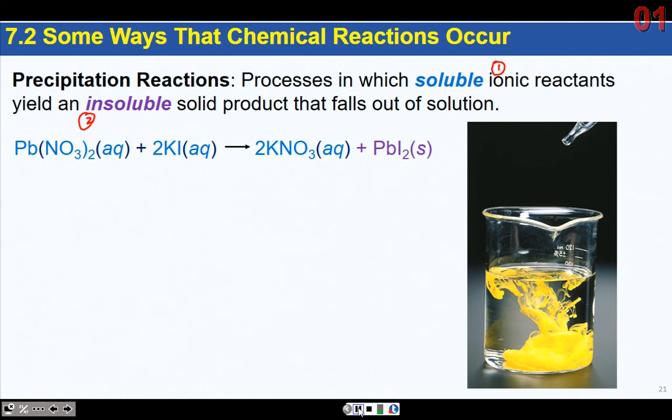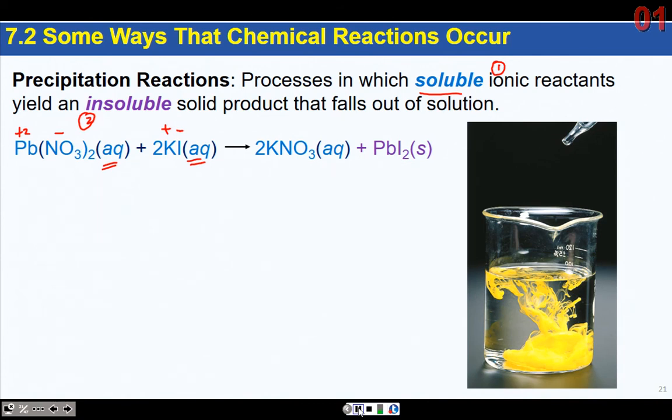So you have lead nitrate, lead-2 nitrate, combining with potassium iodide, and these are both soluble, noted by this AQ designation. And when you mix them together, you end up with a product that comes out of solution. Well, how that happens is because you have to think about the ions that these compounds contain. The lead-2 in this case is +2, the nitrate is -1, the potassium is +1, iodide is -1.